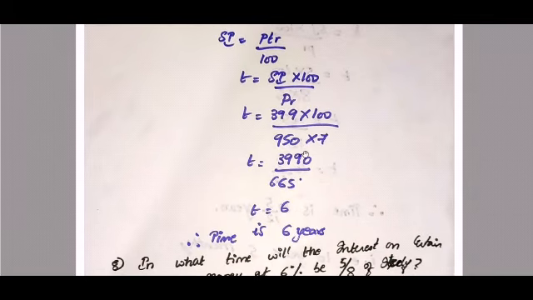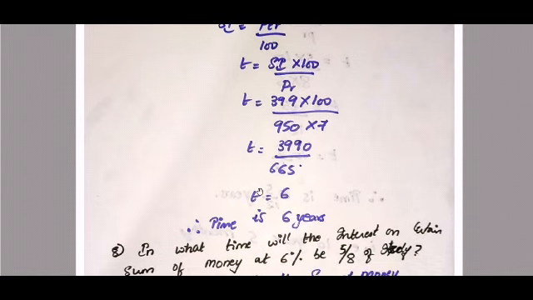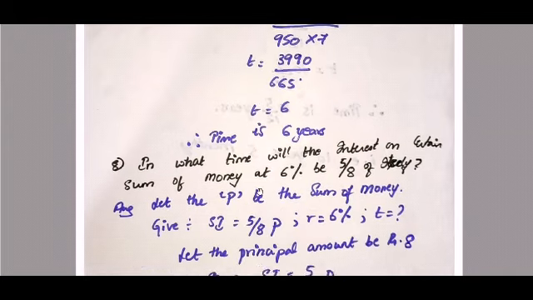Simple interest is equal to PTR by 100. T is equal to simple interest into 100 divided by PR. T is equal to 399 into 100 divided by 950 into 7. T is equal to 3990 divided by 665. T is equal to 6 years.